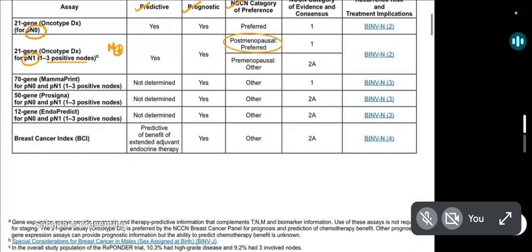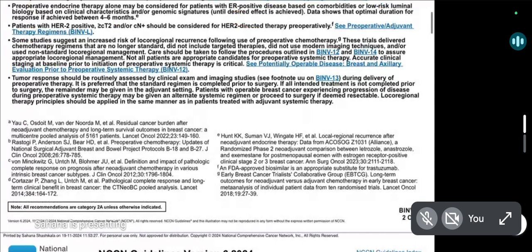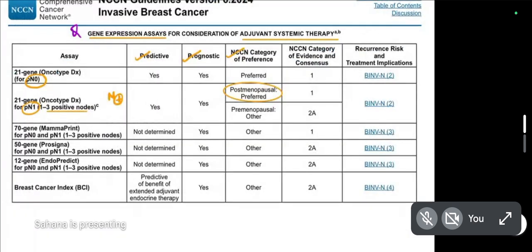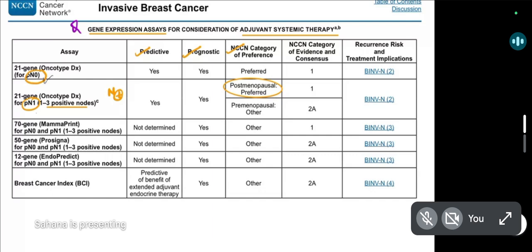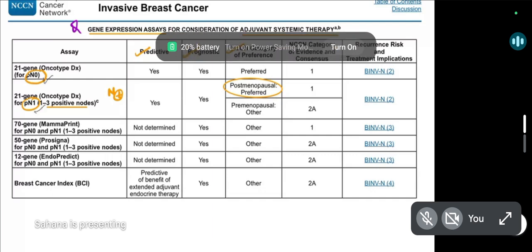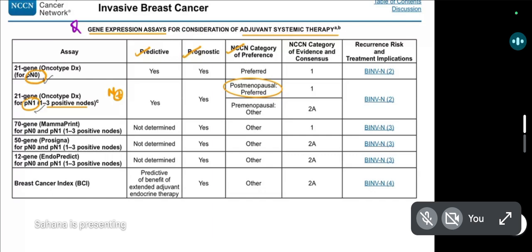So this was the gene analysis. Gene expression assay in node negative and node positive, that is pN1 with 1 to 3 nodes, they are both predictive and prognostic, because here the Oncotype DX 21 gene has been asked as a question. So it is done in post and premenopausal. The cutoffs are different, and the 70 gene is MammaPrint.